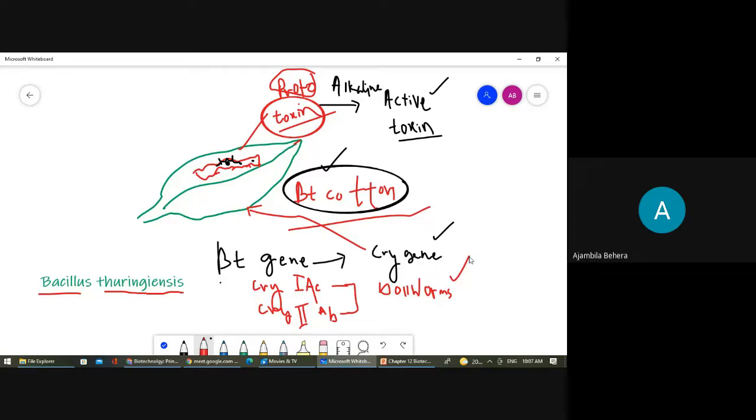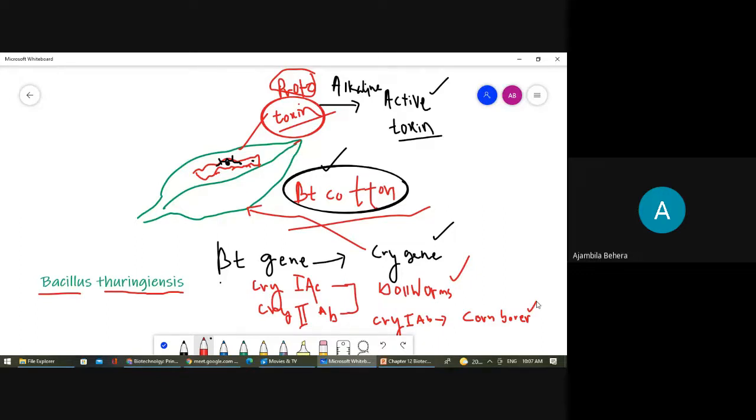And another gene is also there, that is Cry1Ab. So you all please write this, Cry1Ab. This gene can be introduced in the plant against corn borer. In case of your corn plant, your maize plant, when we introduce this gene, then the corn borer cannot destroy the stem.